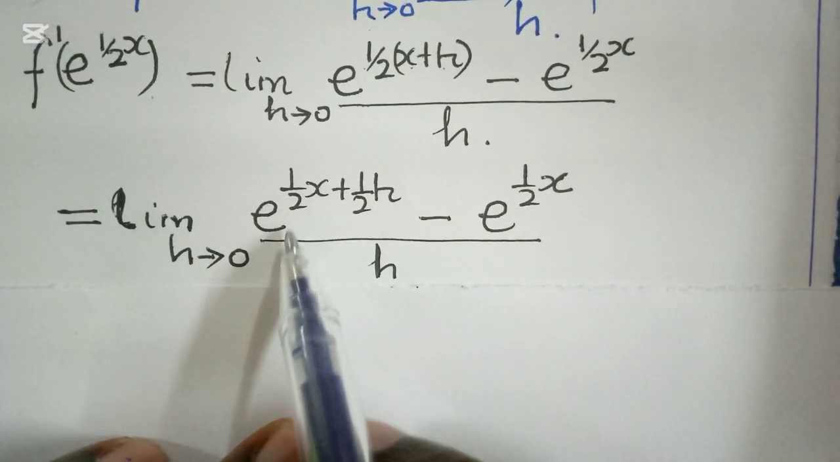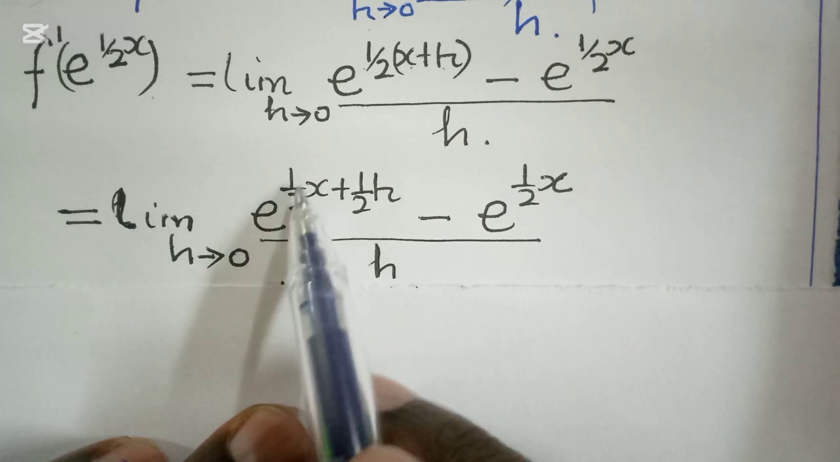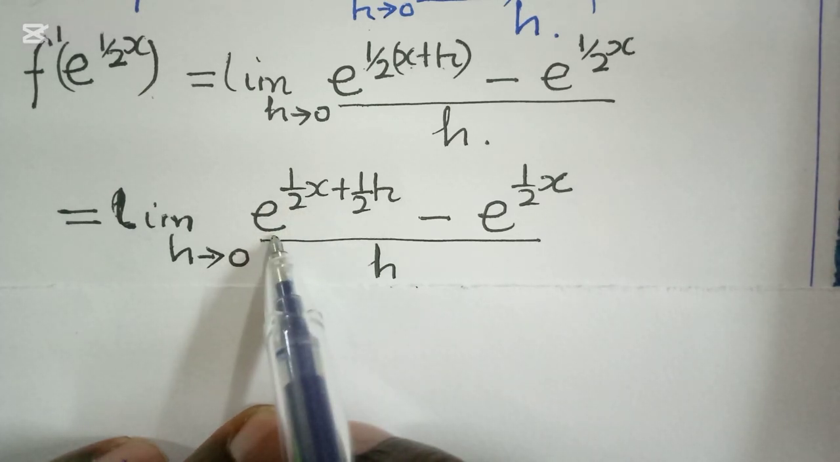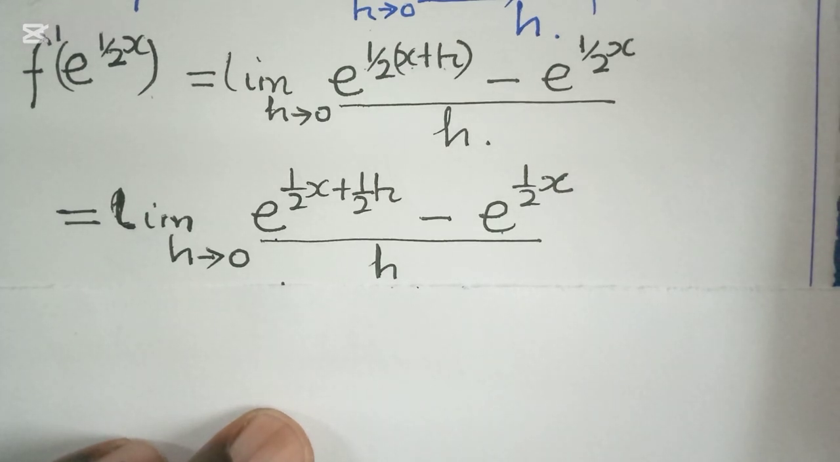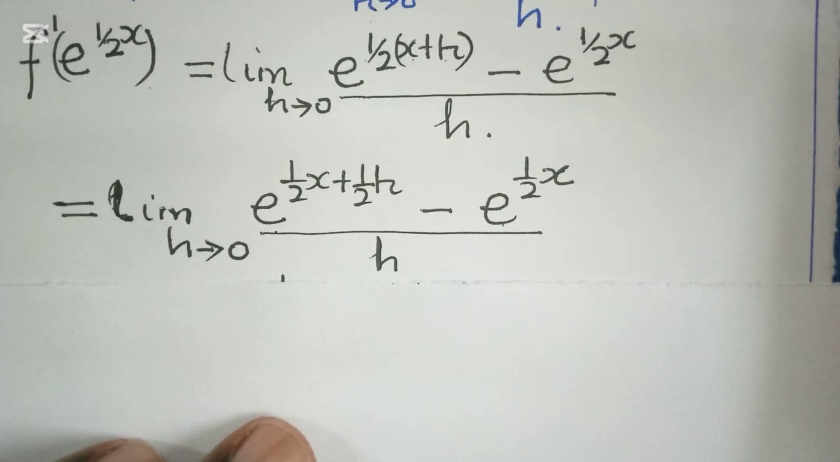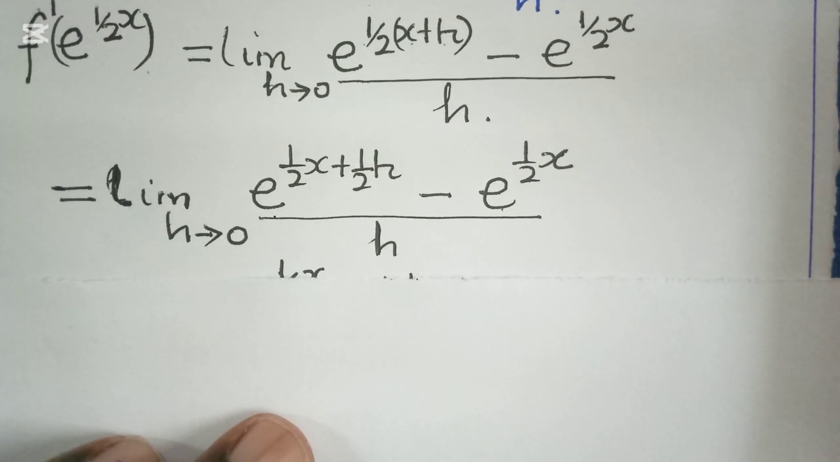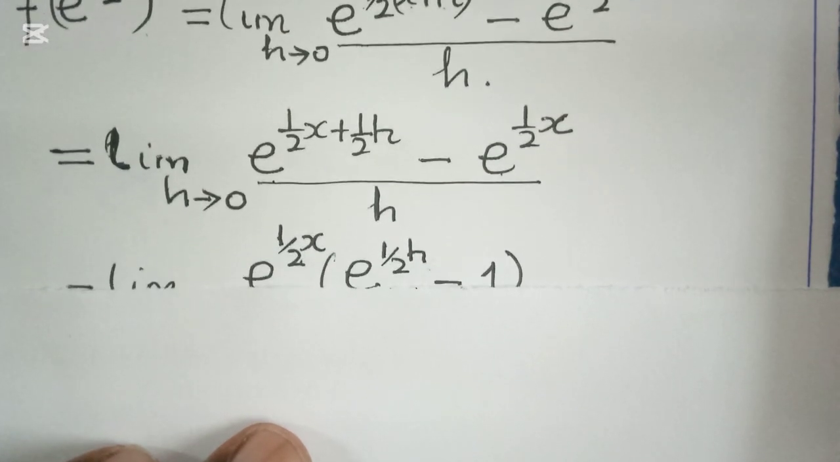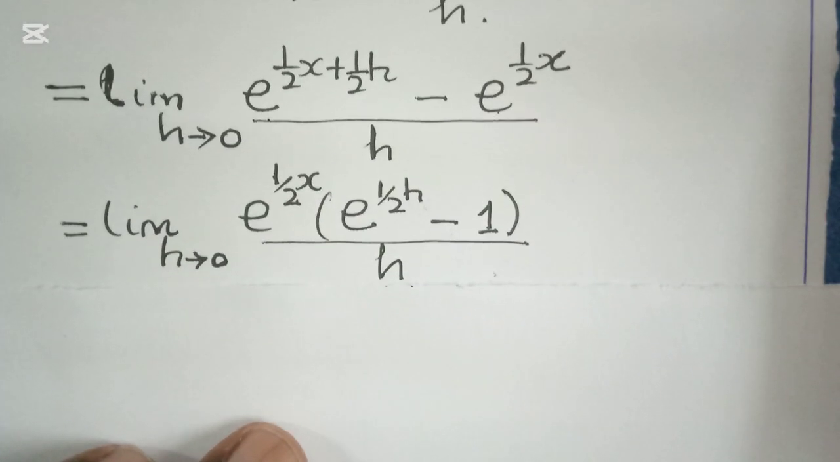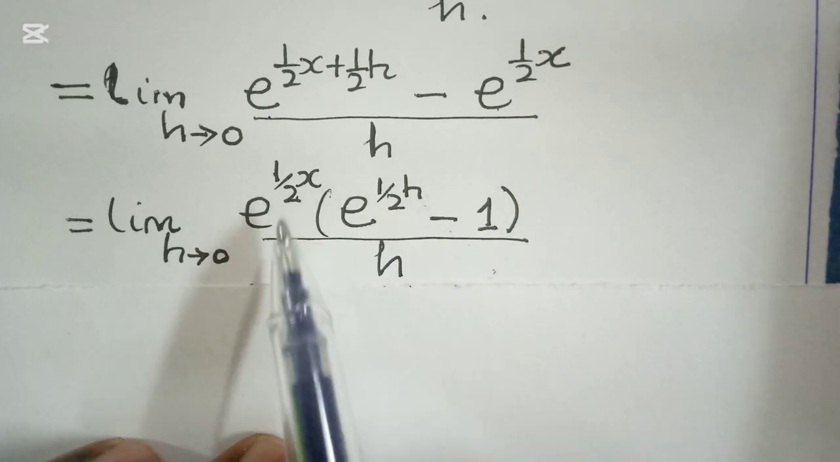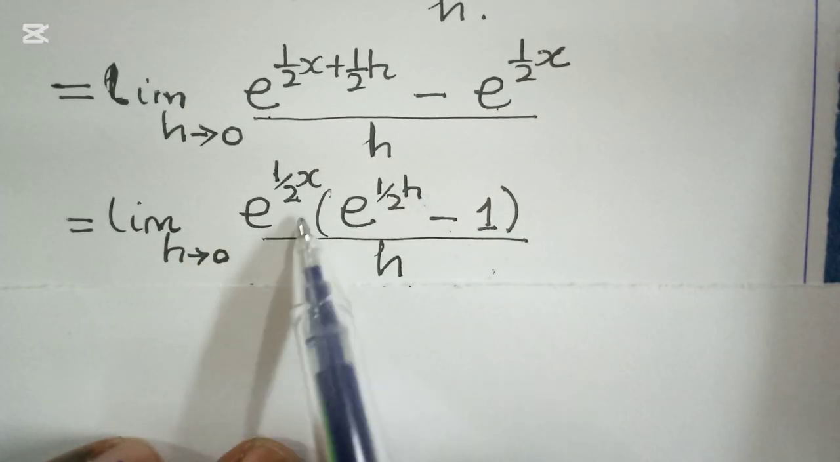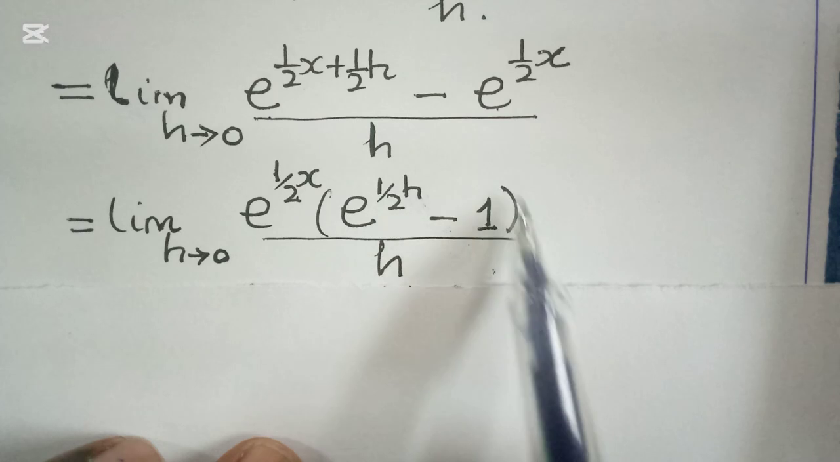After we have that, guys, we can factor out e raised to a half x, because as you can see, we have e raised to a half x here, and here we have e raised to a half x. When we do that, we shall be left with e raised to a half h minus 1, and this is what we have. So guys, we keep this one aside, and now we deal with this one.